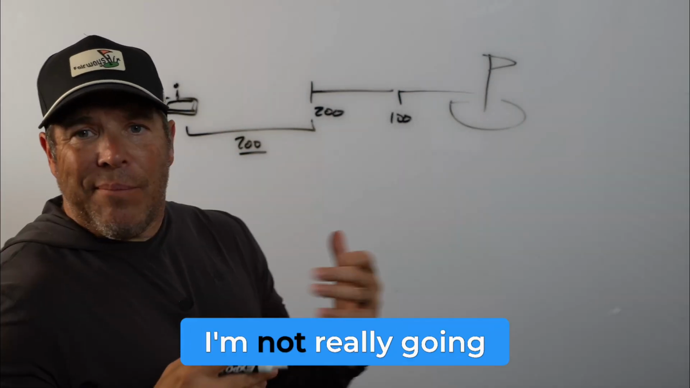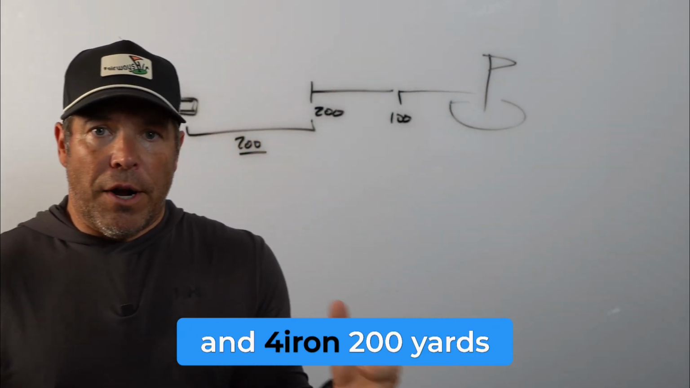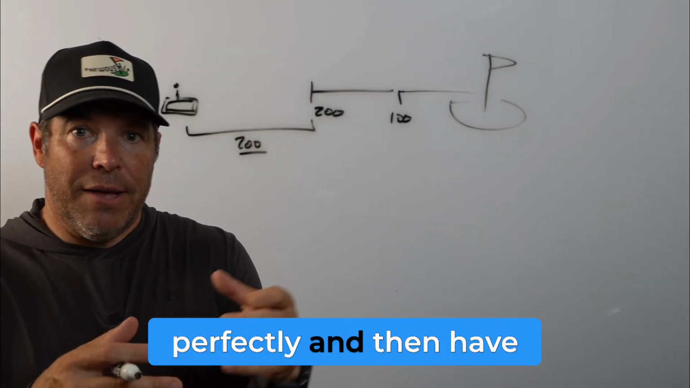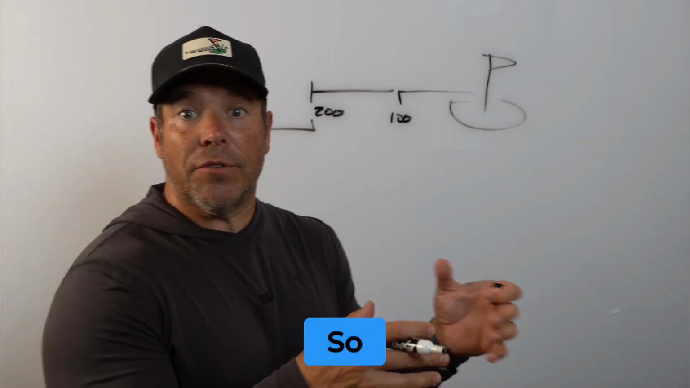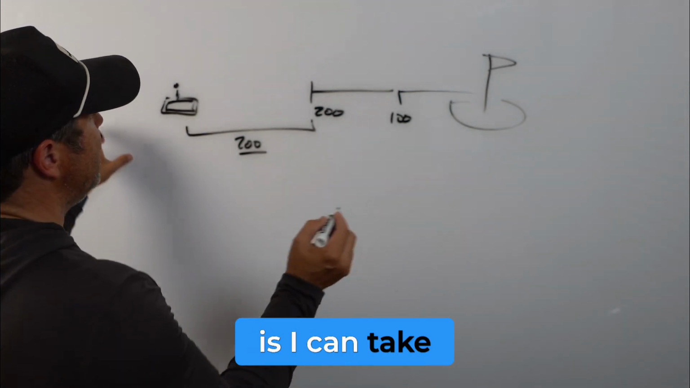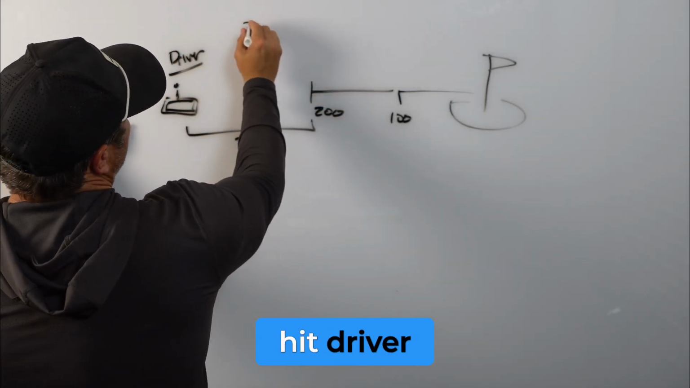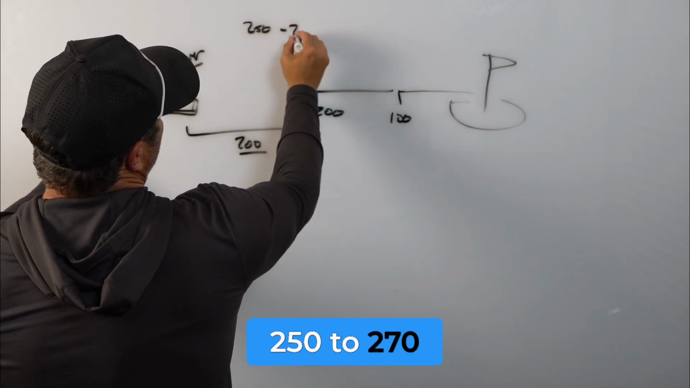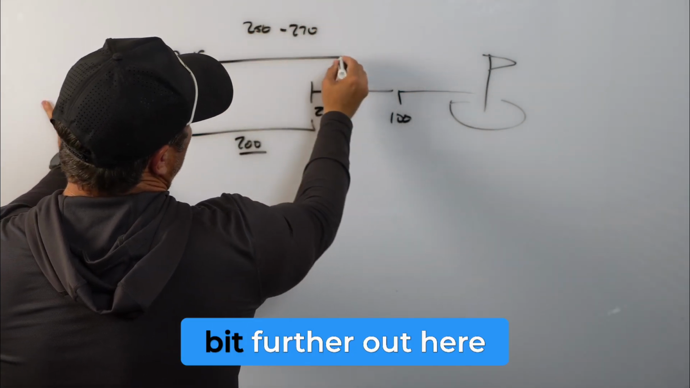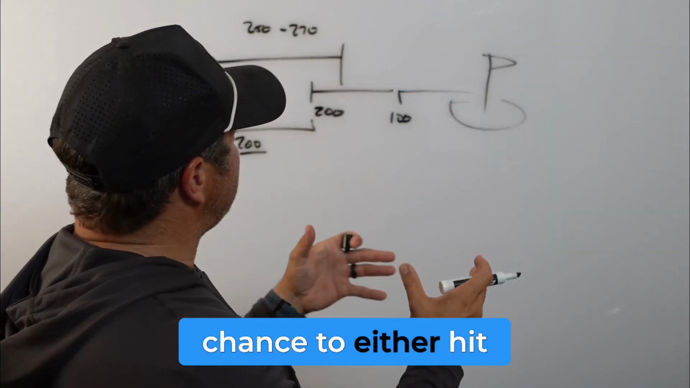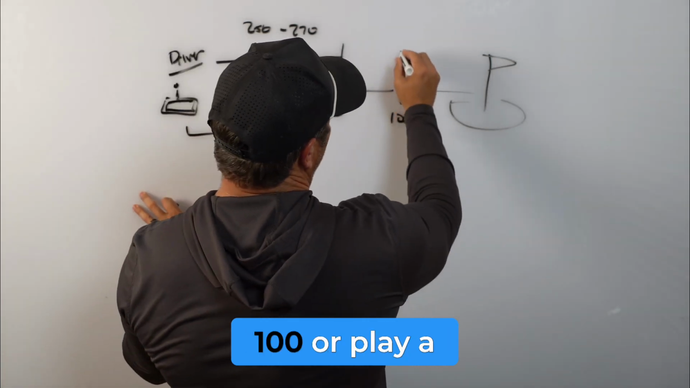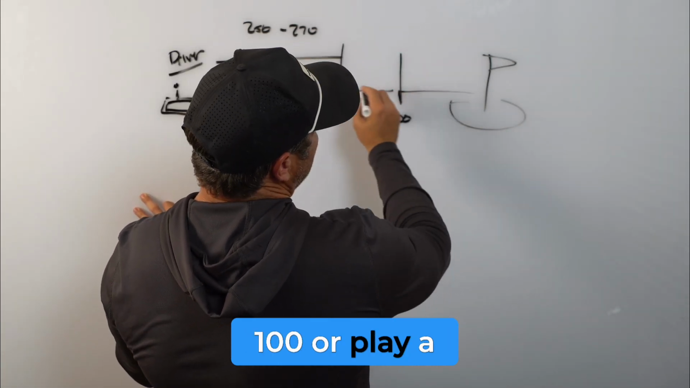Here's the reality. I'm not really going to hit my 4-iron and 4-iron 200 yards perfectly and then have that 100-yard shot left. So what I can do is take a little bit more risk and hit driver. See if I can hit driver 250 to 270 and get a little bit further out here. This gives me a chance to either hit to my target of 100 or play a little bit longer in.